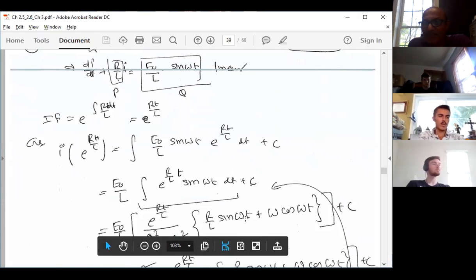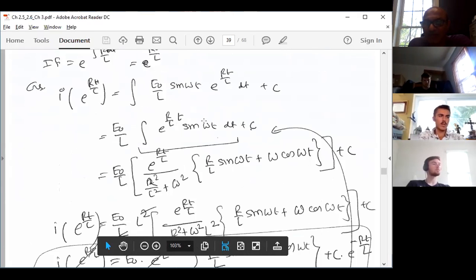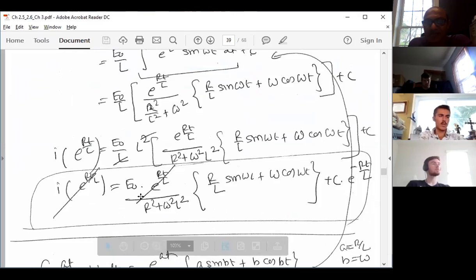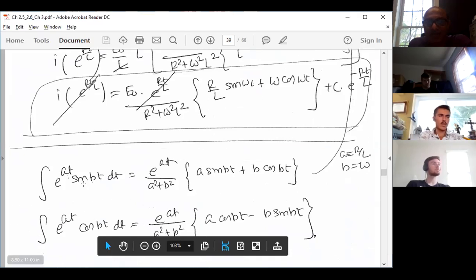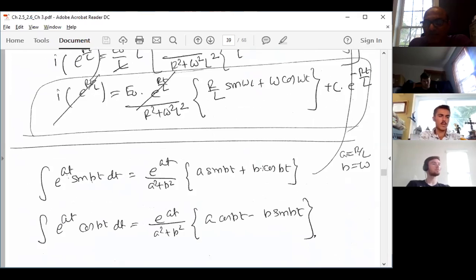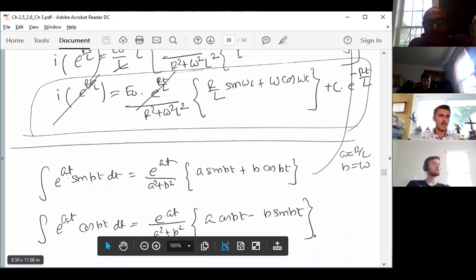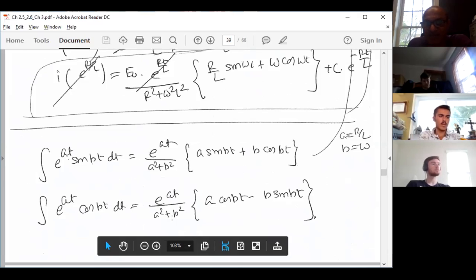There is a standard formula for this type of integral. Look at this arrow. The standard formula is like this: the integral of e to the power at sine bt is e to the power at divided by a square plus b square, times a sine bt minus b cosine bt. The integral of e to the power at cosine bt dt is e to the power at over a square plus b square, times a cosine bt plus b sine bt.